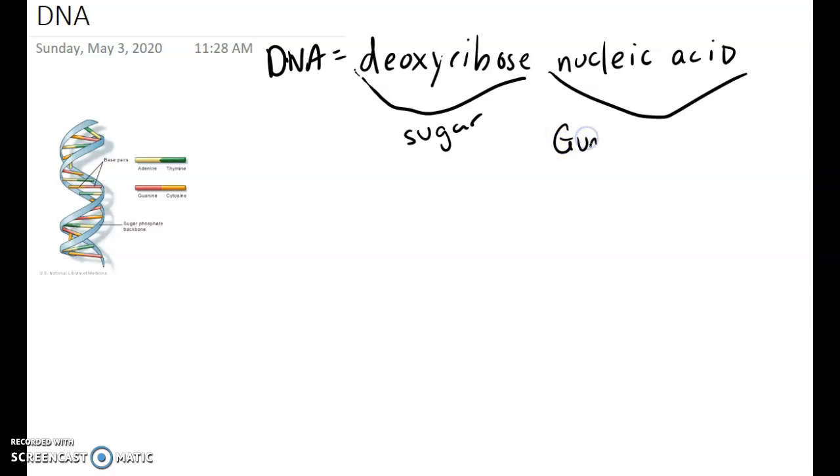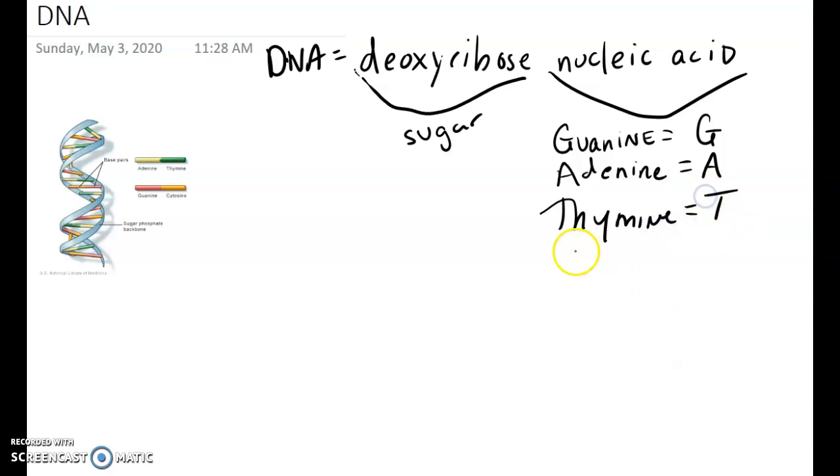You can have guanine, which we just label as a G. We're lazy as scientists. We don't want to write out guanine every single time. Adenine, which is an A. Thymine, which is a T. Cytosine, which is a C.